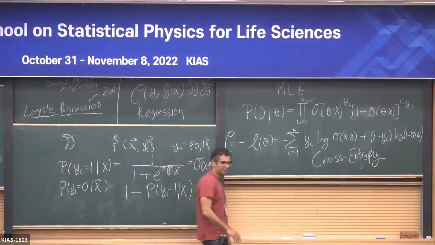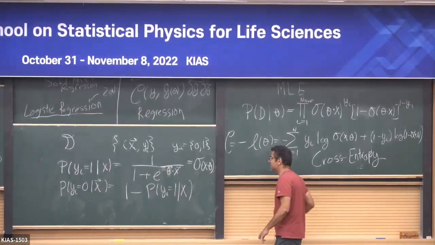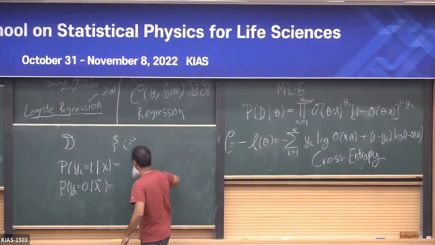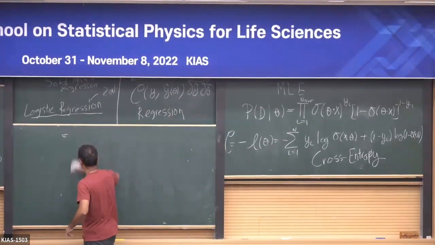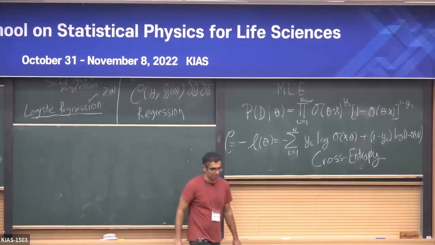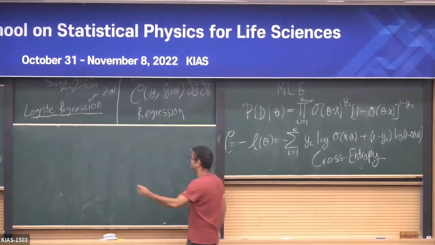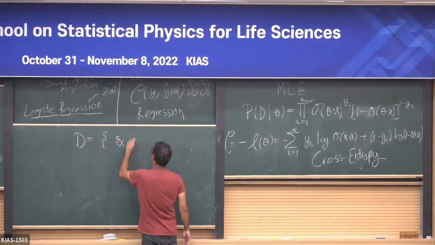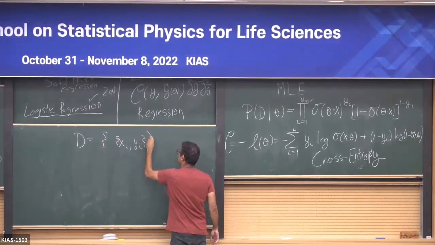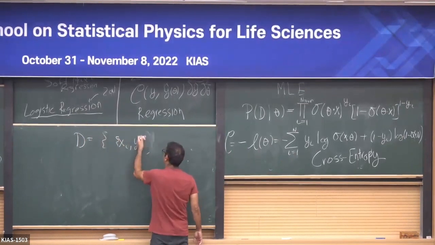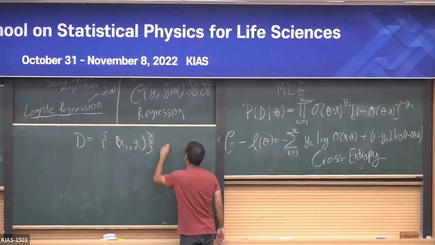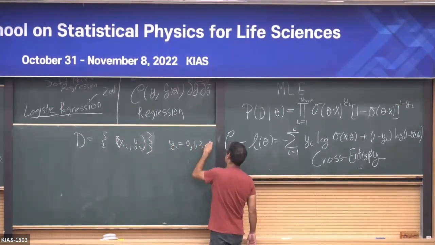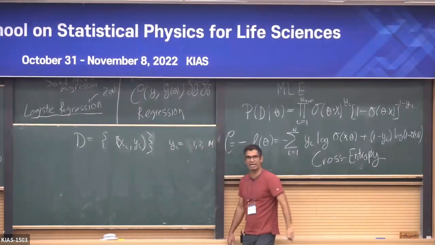And what's fun is, of course, I can generalize this to M categories. The basic idea is I use what's basically a partition function. So now I have a data set, again, that's not what I wanted to do. I wanted to write it like this. yi equals 0, 1, 2, all the way to m. So if I have m categories, the yi can be.